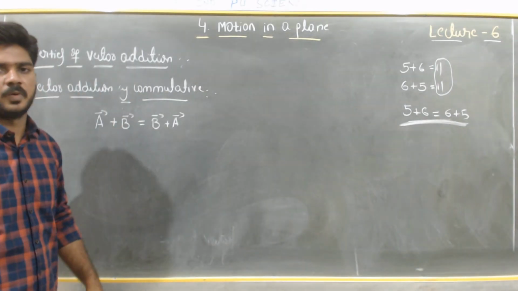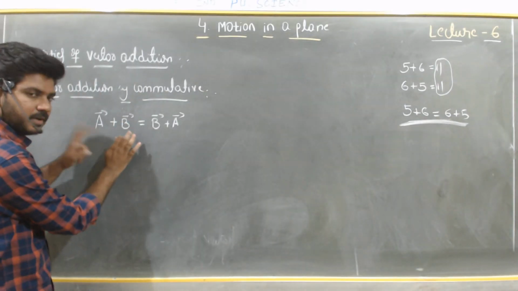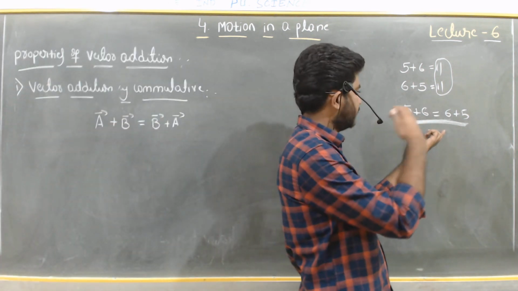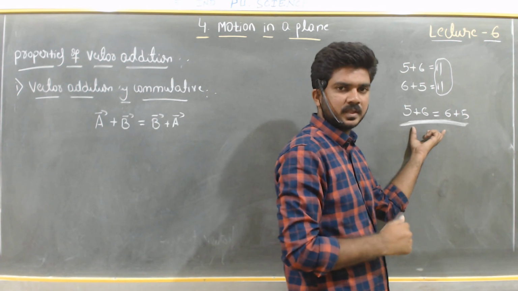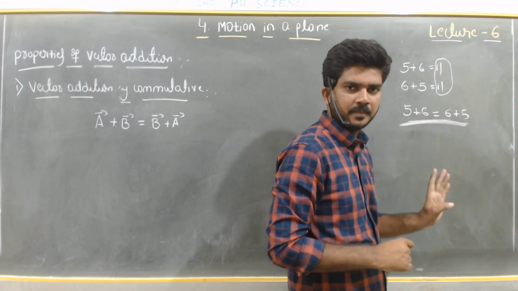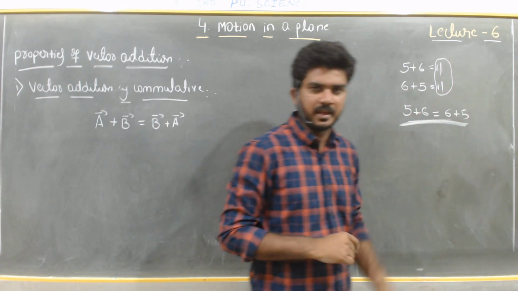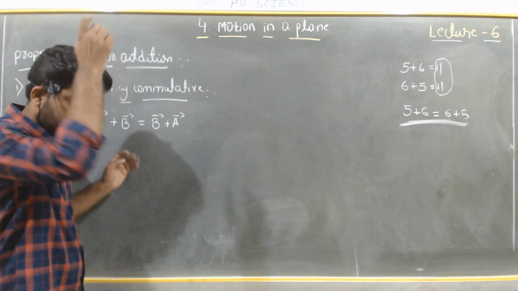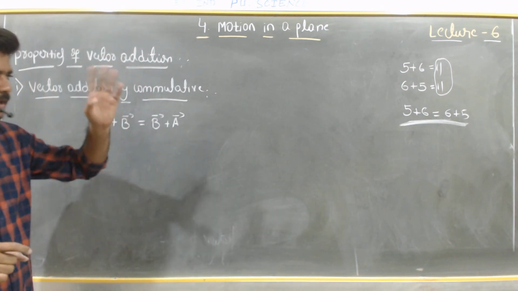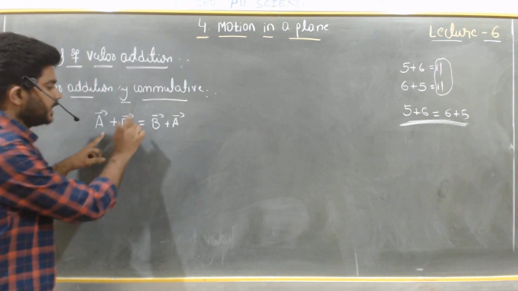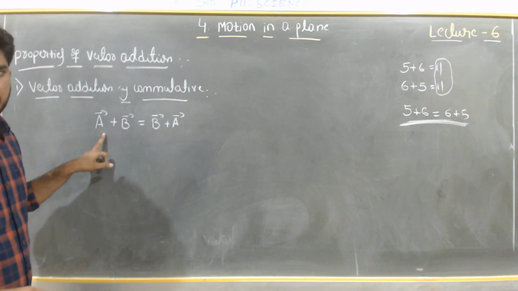Commutative property. So here we have to prove this one, but for numbers there is no need to prove that. This is a common thing: 5 plus 6 equal to 11, or 6 plus 5 equal to 11. Everyone can say that. But in case of vectors we need to prove this by taking the triangle law of vector addition and the parallelogram law of vector addition. So this has to be proved analytically and graphically, right?